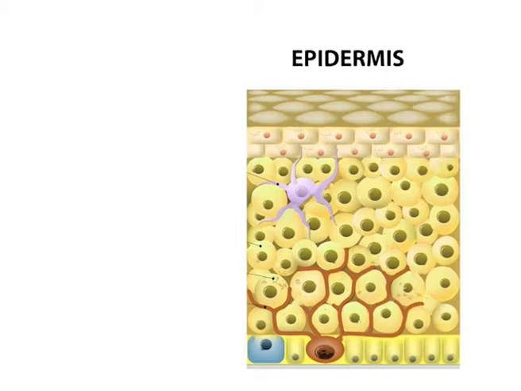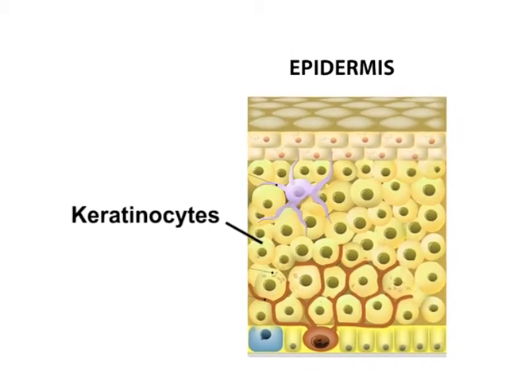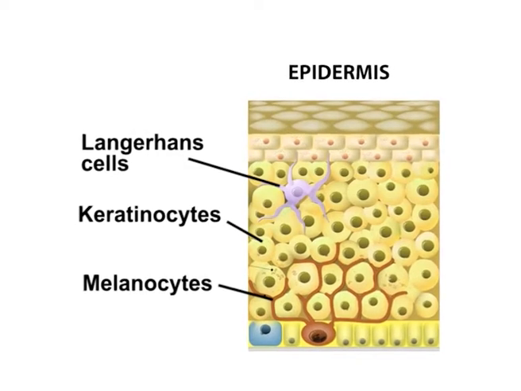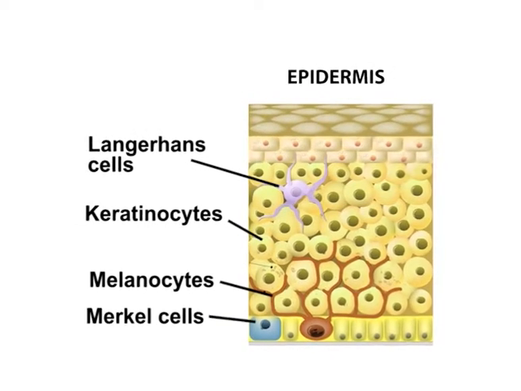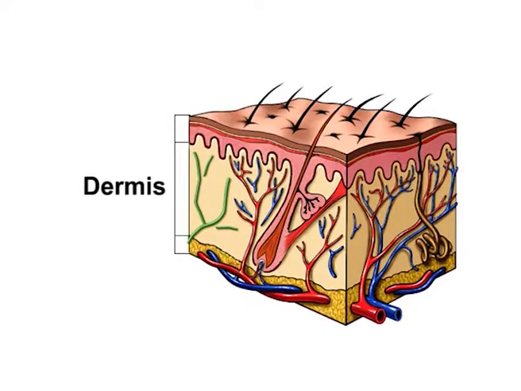The epidermis is composed of several different types of cells: keratinocytes, melanocytes, Langerhans cells and Merkel cells. Dermis. The dermis is the layer just below the epidermis and contains sweat glands and nerve endings. The dermis is the connective tissue that supports the epidermis and binds it to the hypodermis.